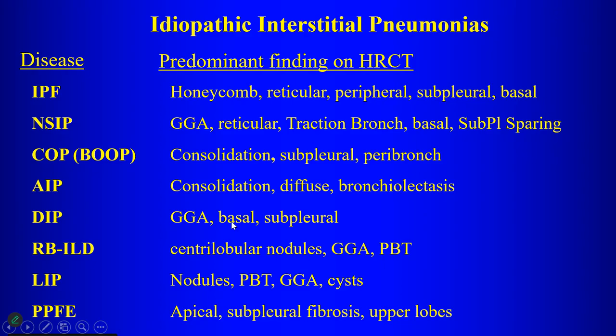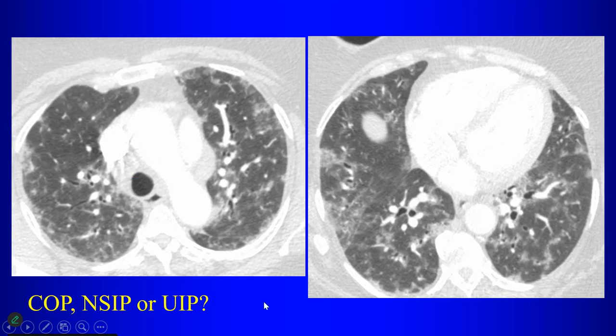AIP, ARDS, idiopathic ARDS. DIP, ground glass opacity, tends to be basal, subpleural, peripheral distribution. RB-ILD, centrilobular ground glass. LIP, the cysts. You can have nodules, peribronchial thickening, ground glass, very non-specific, but the cysts are the most specific finding associated with LIP. And PPFE, it's the distribution of fibrosis, the subpleural apical distribution, that is most specific for PPFE.